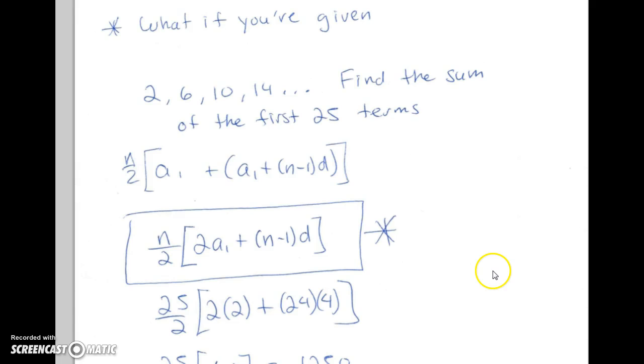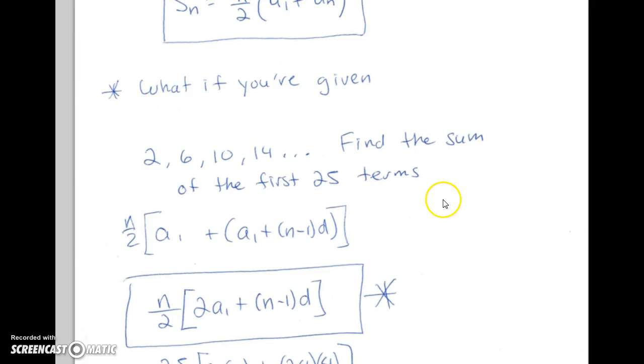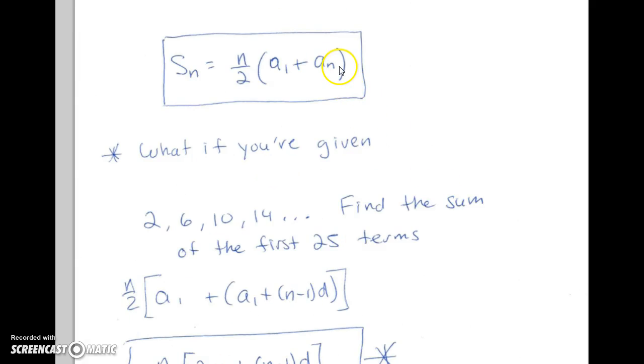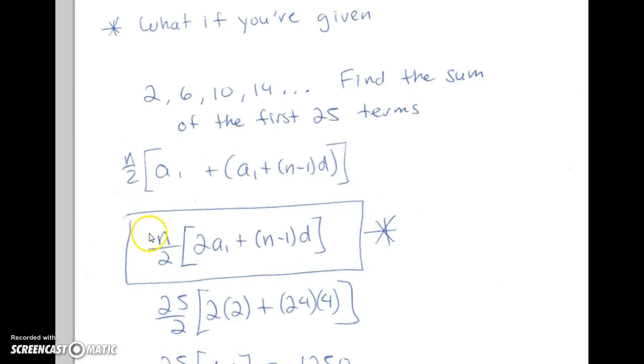So this is another formula. If you want, you can figure out that nth term on your own because you know how to do it. But here's another version of this formula. It's going to work, where it's n over 2 times 2 times the first term plus n minus 1 times d.